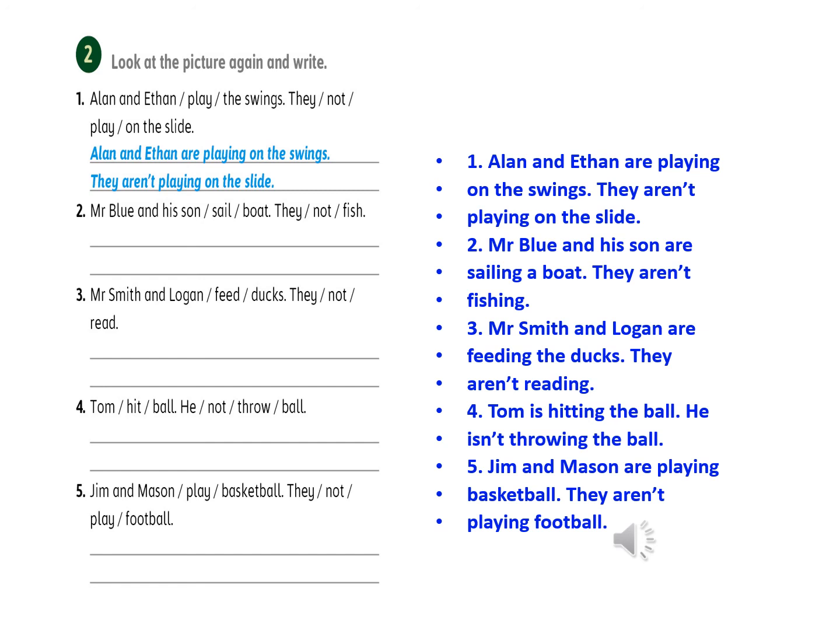Number 5. Jim and Mason play basketball. They not play football. Jim and Mason will take the verb to be are, and we will add the ending ing to the verb play. Jim and Mason are playing basketball. They aren't playing football. We will use aren't, the verb to be aren't, in the negative form of the present progressive. Aren't stands for are not. They aren't playing football. And don't forget to add the ending ing to the verb.